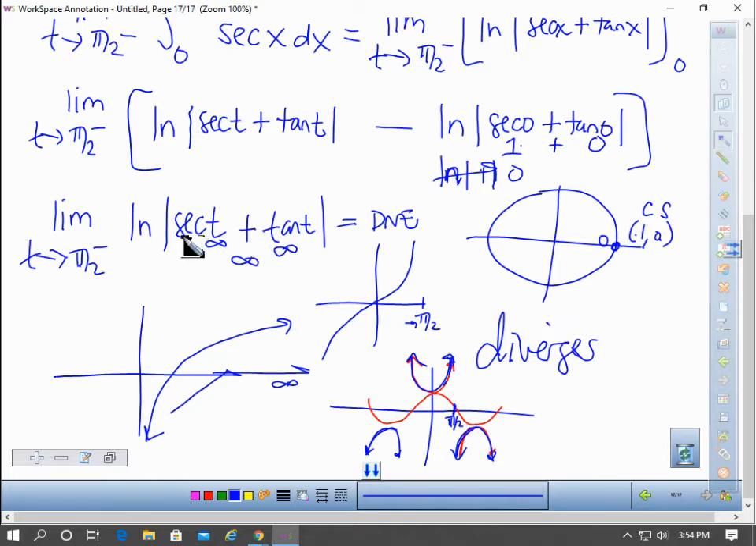The first thing I did was think through what each one of these was when I put in pi over 2. The secant of pi over 2 from the left was going to infinity. The tangent of pi over 2 from the left was also going to infinity. So I have infinity plus infinity, which is infinity. Then, what's the natural log of infinity? I think about the curve for natural log. As x goes to infinity, what's my y-coordinate doing? Going to infinity. So this is a D and E situation, a divergent problem.